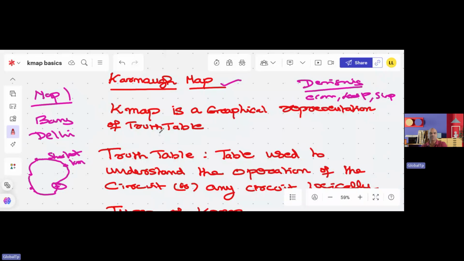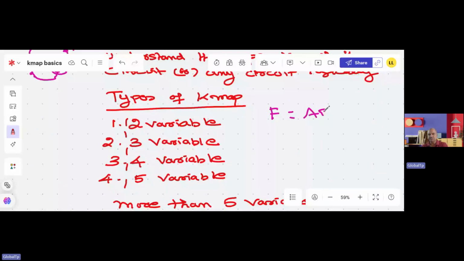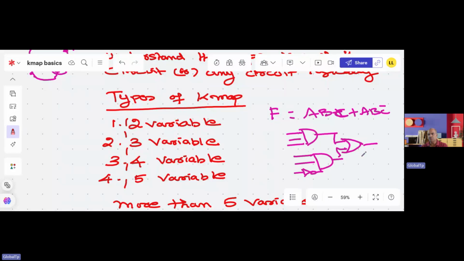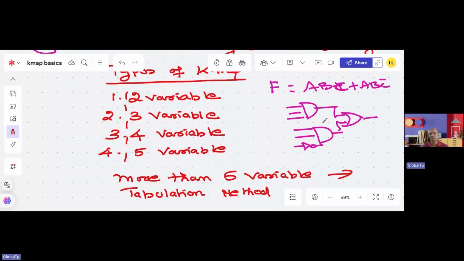Y equals AB plus ABC plus ABC bar. If I draw a circuit for this, what happens? I can draw it with a simple AND gate, this is ABC, and here I can take ABC bar. So this is another AND gate, for example. If I want to add these two terms, I need to put one OR gate. This is a circuit. Here, instead of seeing this as an expression, see this as a circuit. Then it will be useful.